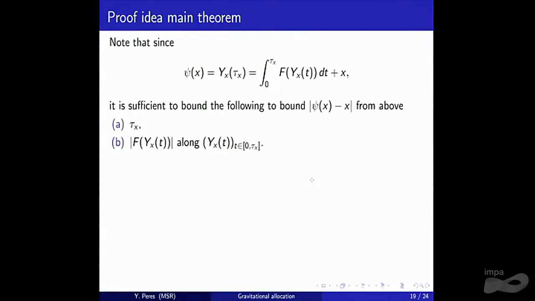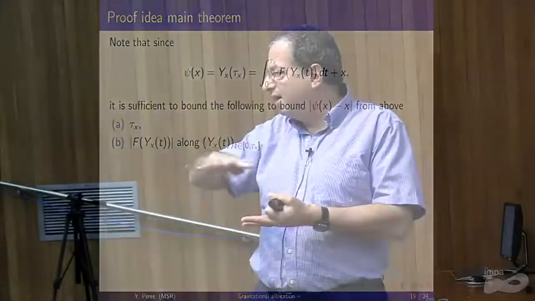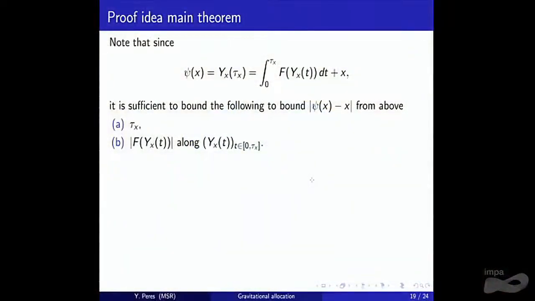So let's look at psi of x, which is where x is going to be sent. Just integrating the defining differential equation, we get that psi of x is x plus the integral of the force along the path. So to determine the distance between psi of x and x, or to bound it above, we have to bound this integral. To bound an integral, you have to bound how long the interval of integration is and how big the function inside is. The function inside, we already said, is the force. It's typically of order root log n. So we have to understand what the time is.